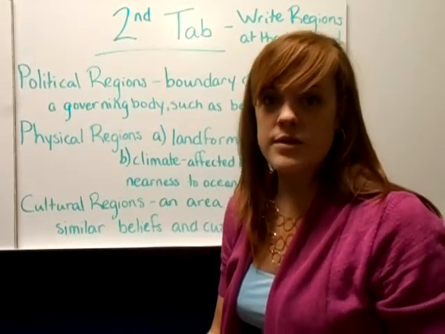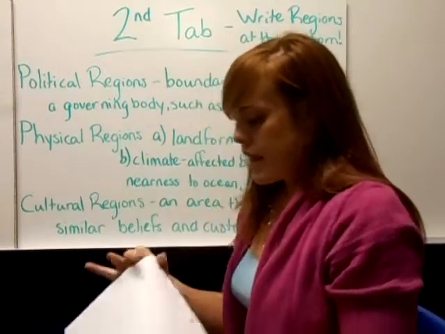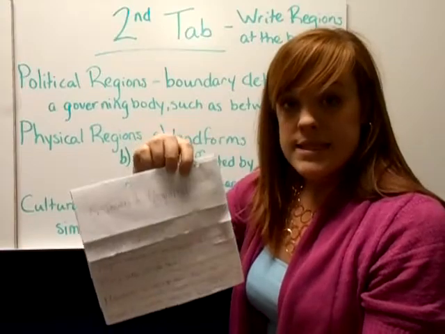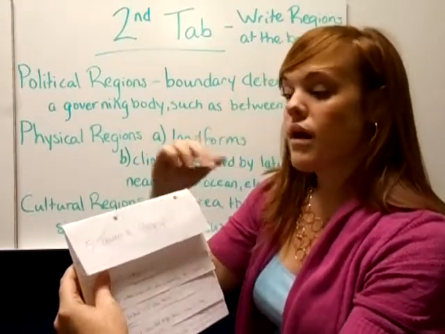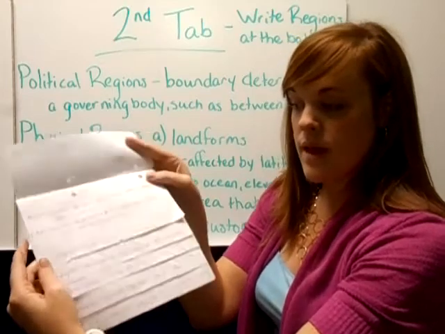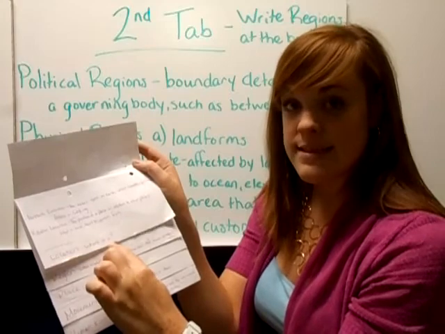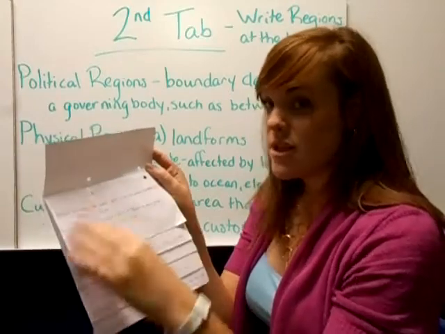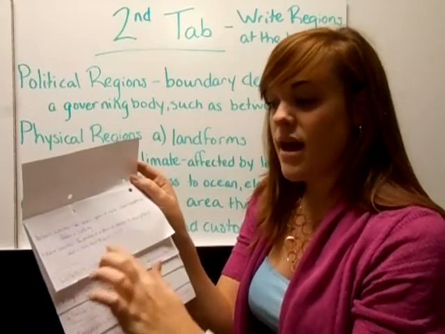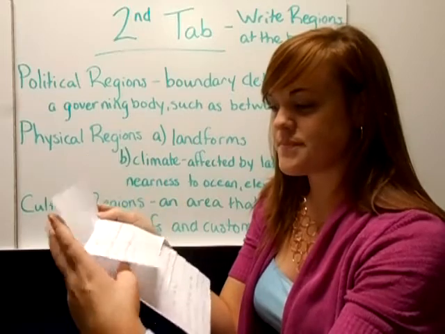Now this is where you'll need your foldable. Here's mine. Should look like this or something similar to it. On the top it says 5 themes of geography. You open one page, and that page should be labeled at the bottom location. Where is it? If you don't have this page done, you need to go back to the last video and finish it. Everything for absolute and relative location needs to be on this page.